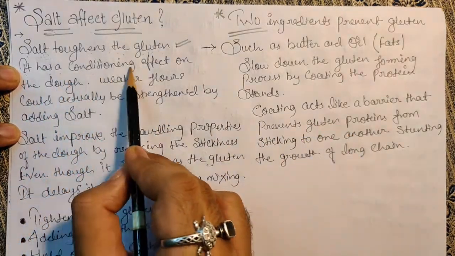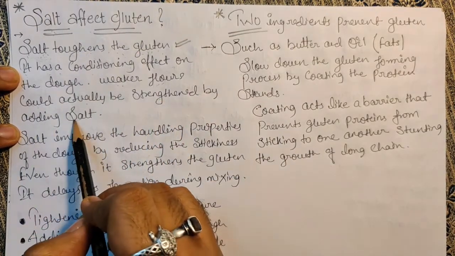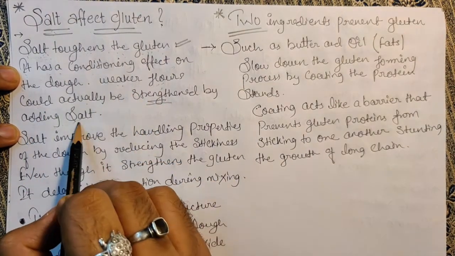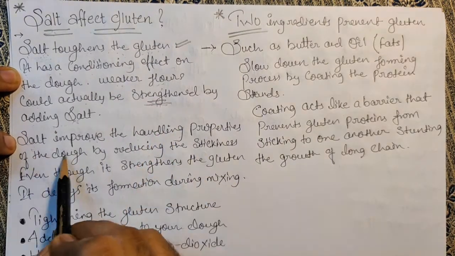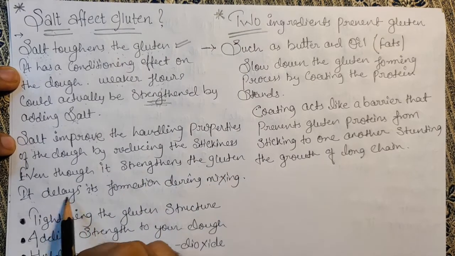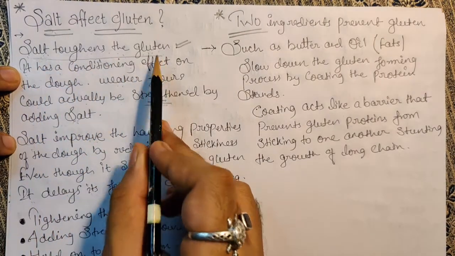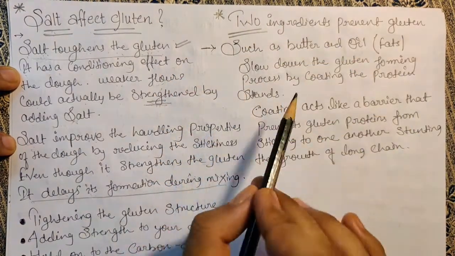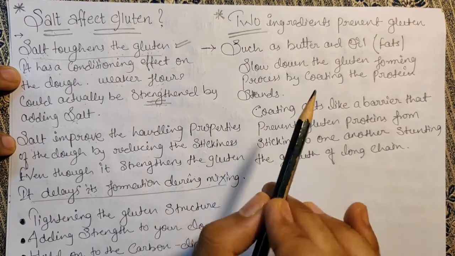It has a conditioning effect on the dough. Weaker flour could actually be strengthened by adding salt. Wow, this is a tip. If you deal with a weaker flour, you can add salt, right? It just helps with strengthening. Salt improves the handling properties of the dough by reducing the stickiness. Even though it's strengthening the gluten, it delays its formation during mixing. Right? These two points, because of these, I generally add my salt at the last. Right? Salt delay method. Now are you guys clear with this?